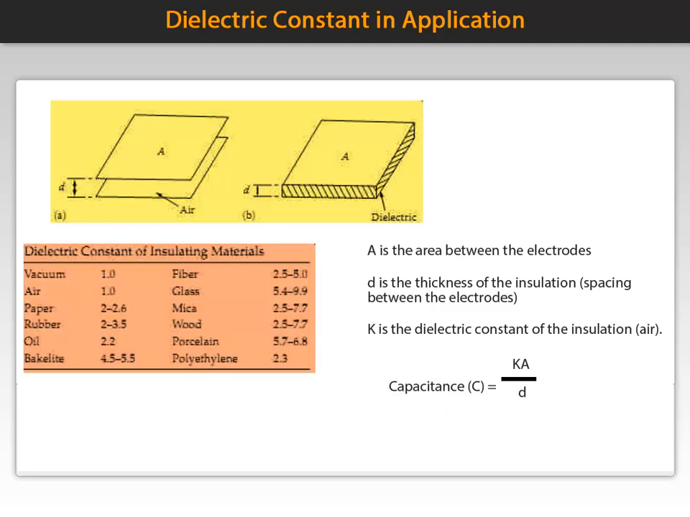Let's look at the table showing the dielectric constant values of other insulation materials. Vacuum and air, as we said before, have a value of 1. Paper is 2 to 2.6. Rubber is 2 to 3.5. Oil is 2.2. Bakelite is 4.5 to 5.5. Fiber is 2.5 to 5. Glass is 5.4 to 9.9. Mica and wood is 2.5 to 7.7. Porcelain is 5.7 to 6.8. And polyethylene is 2.3.